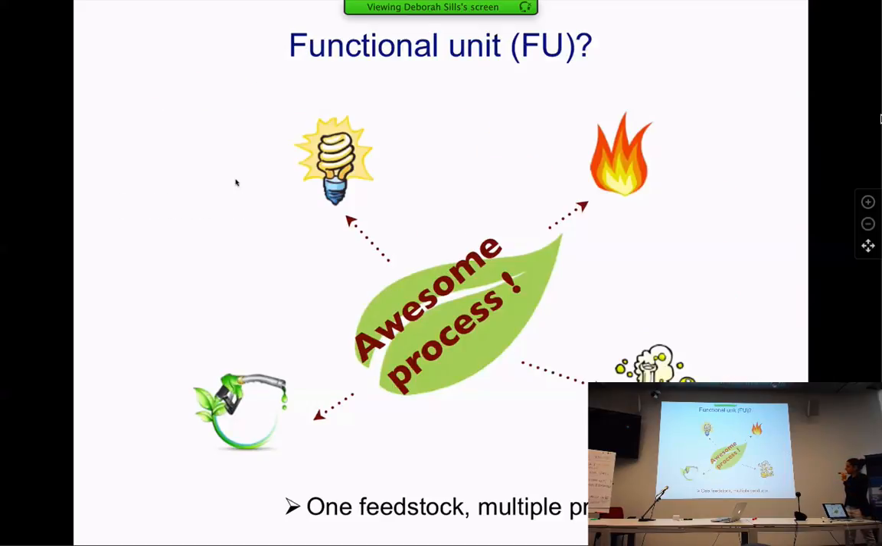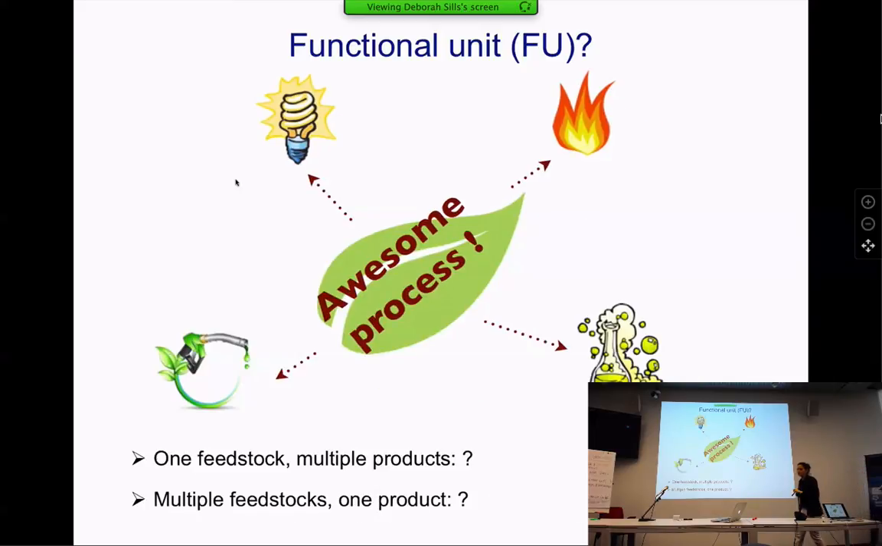All right. Yeah, it's an awesome process. So how do we decide if it's an awesome process? Well, we're going to do an LCA. So since you were so good, this one's a little harder, choosing the functional unit. So what functional unit are we going to use if we have one feedstock and multiple products? And what functional unit would you use if you have multiple products, multiple feedstocks? No, one feedstock, multiple products, and the other way around, multiple feedstocks, one product.